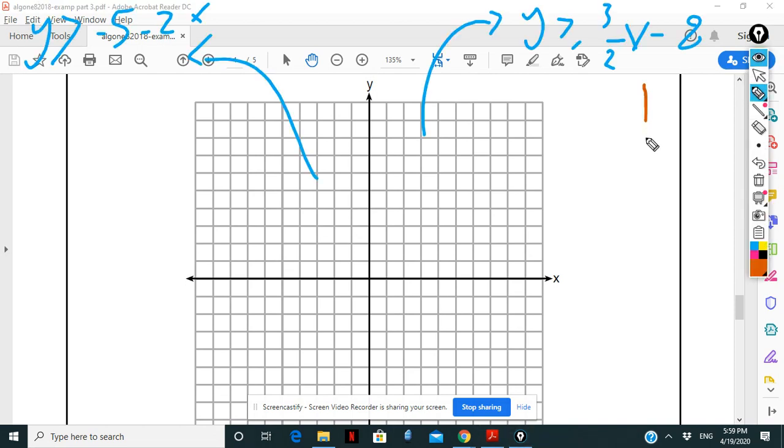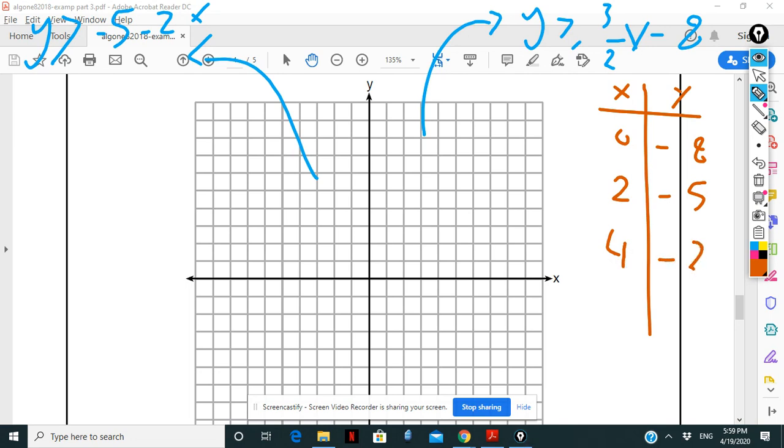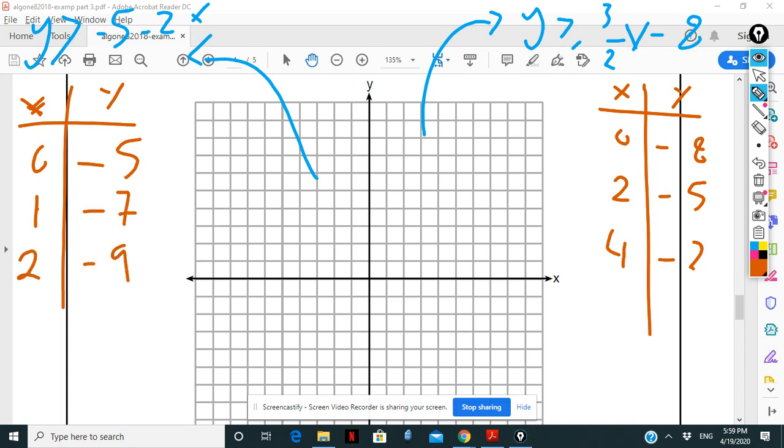Now, here is x, here is y. So when x is 0, y is negative 8. When x is 2, y is negative 5. When x is 4, y is negative 2. On the other side, the x value, the y value. When x is 0, y is negative 5. When x is 1, y is negative 7. When x is 2, y is negative 9. Now I'm going to draw both of them.